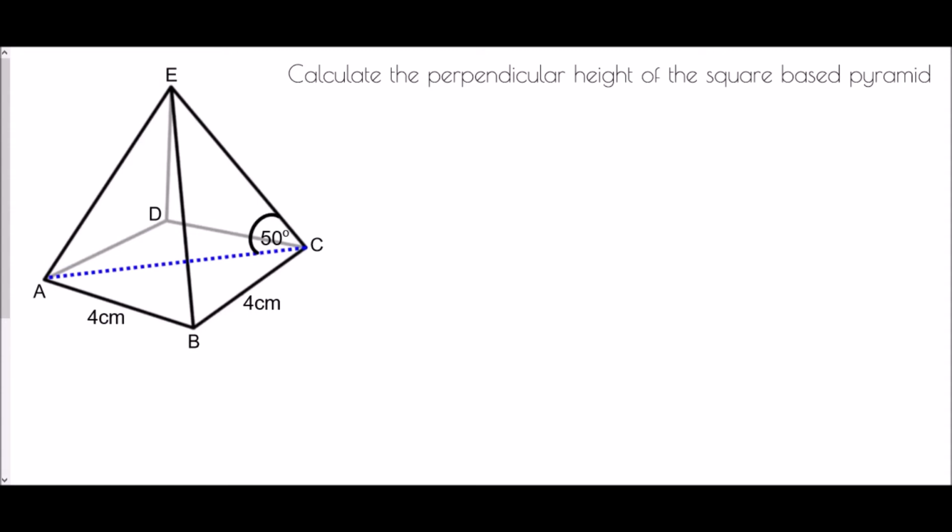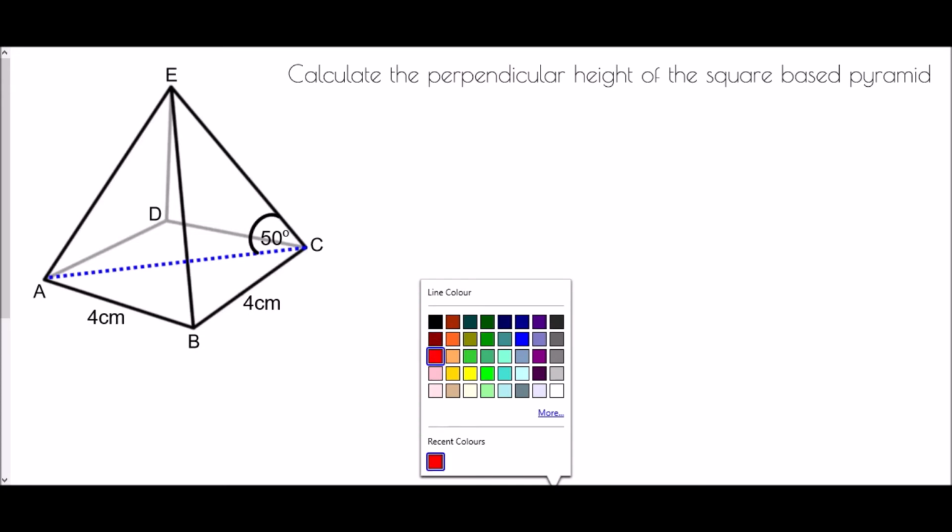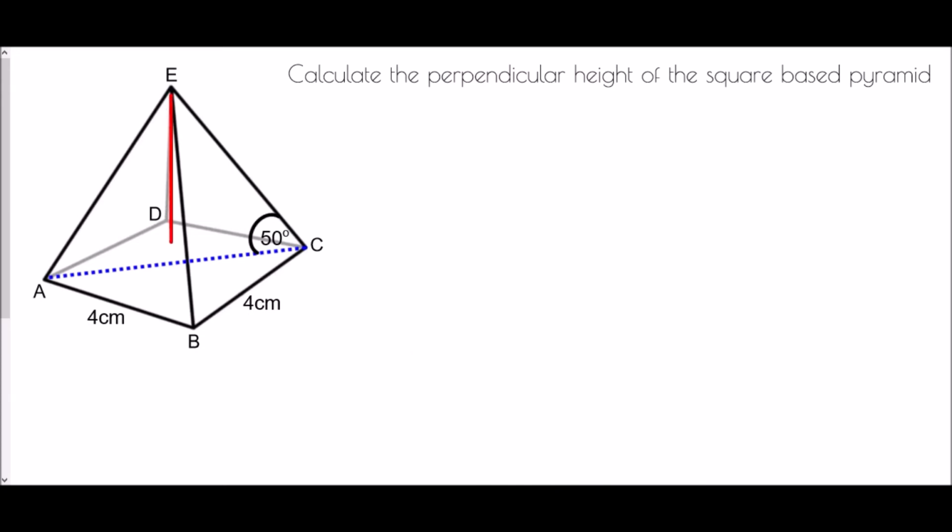Okay, so finally we come to finding the perpendicular height of a square-based pyramid, and in this case we've been told what the angle is between the side EC and the base of the shape, the pyramid, and so in this case we need to think carefully about what this actually means, the perpendicular height. If we are dealing with the perpendicular height of a shape, then that means a line coming straight down from the very top of the diagram, the very top vertex of the pyramid to the very centre of the pyramid.